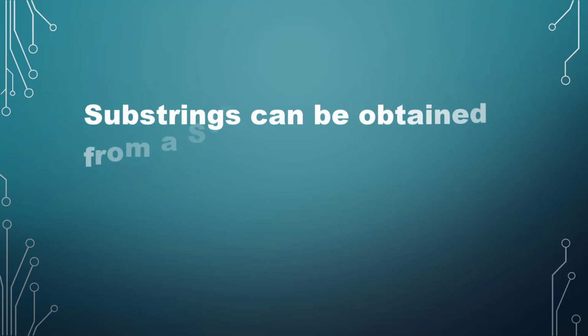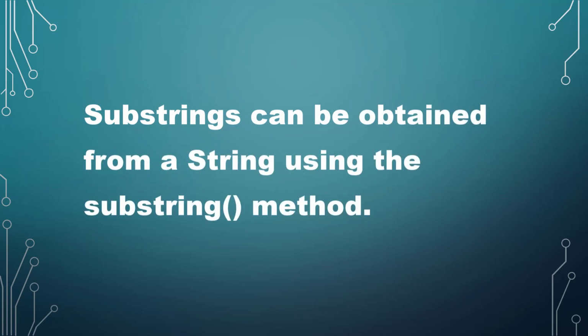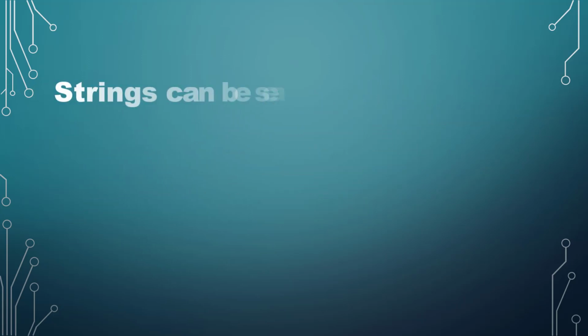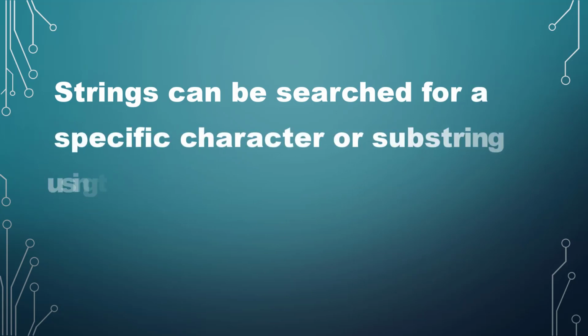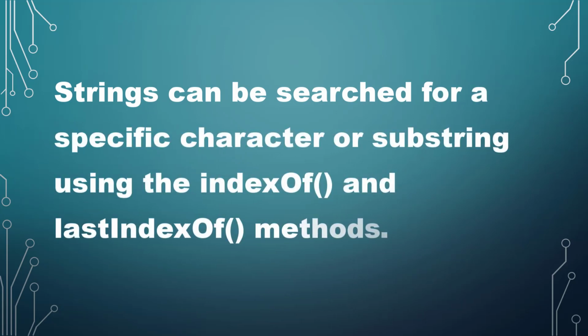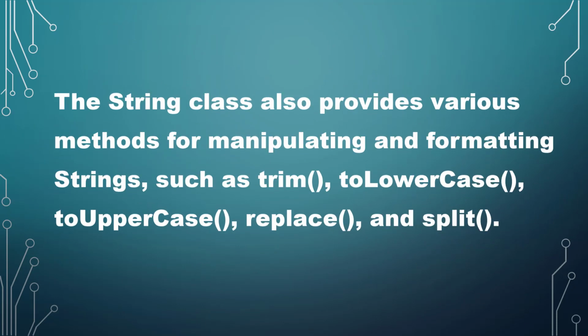Substring can be obtained from a string using the substring method. Strings can be searched for a specific character or substring using the indexOf and lastIndexOf methods. The string class also provides various methods for manipulating and formatting strings such as trim, toLowerCase, toUpperCase, replace, and split.